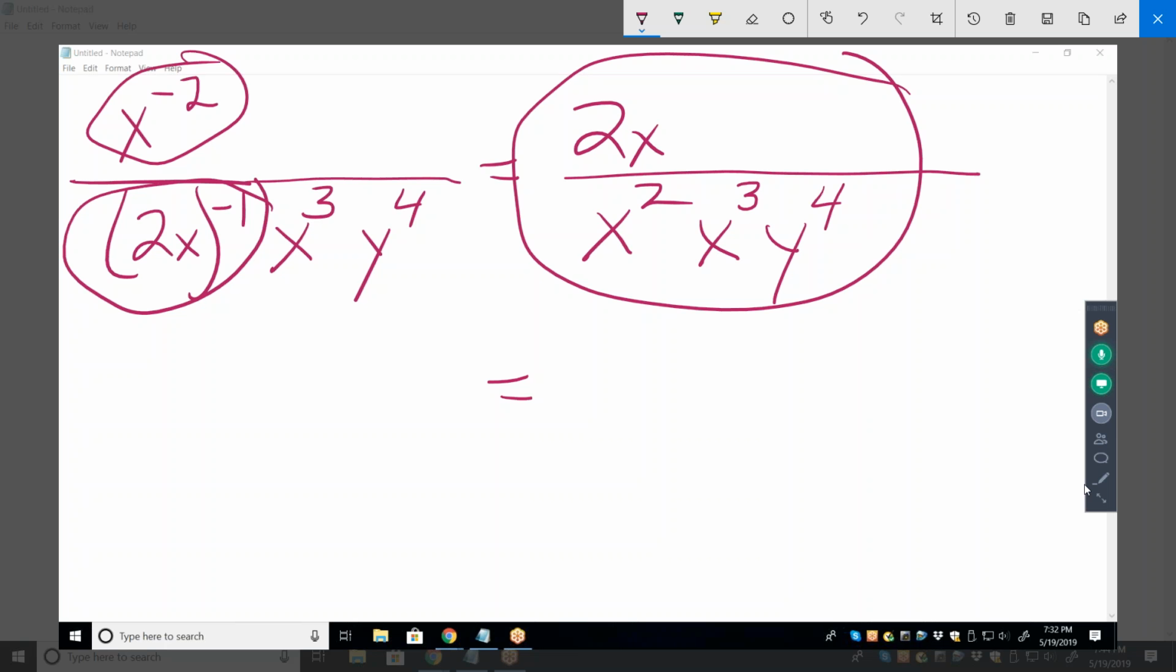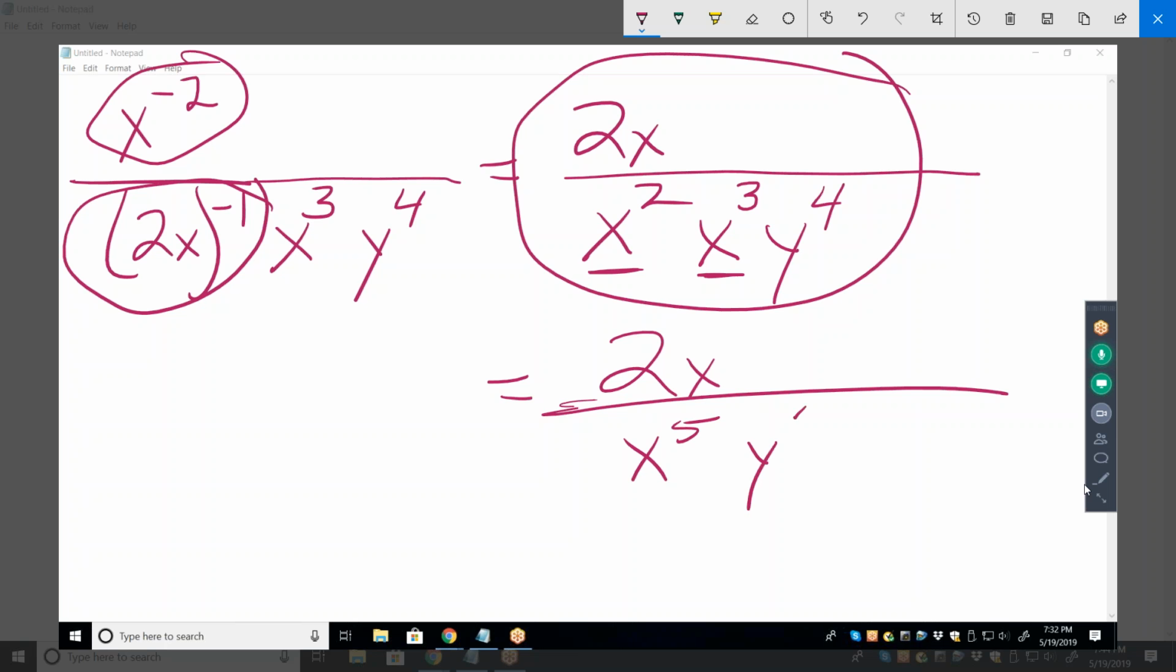Now, let's go to the next step. What's the next thing we're going to do? Again, multiplication is easier to do than division. So let's do the multiplication in the bottom. We can multiply those two together. What do we get? That'd be x to the 5th and then y to the 4th. And then that would be, okay, so wait. A 2. Yeah, that's what I'm stuck on.